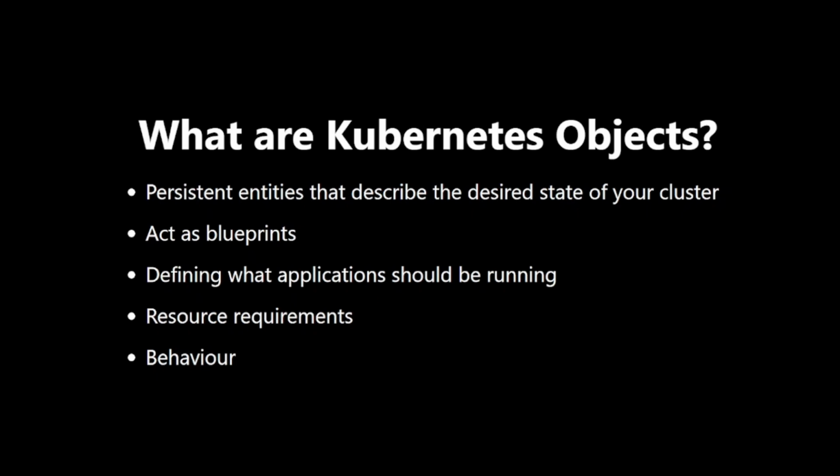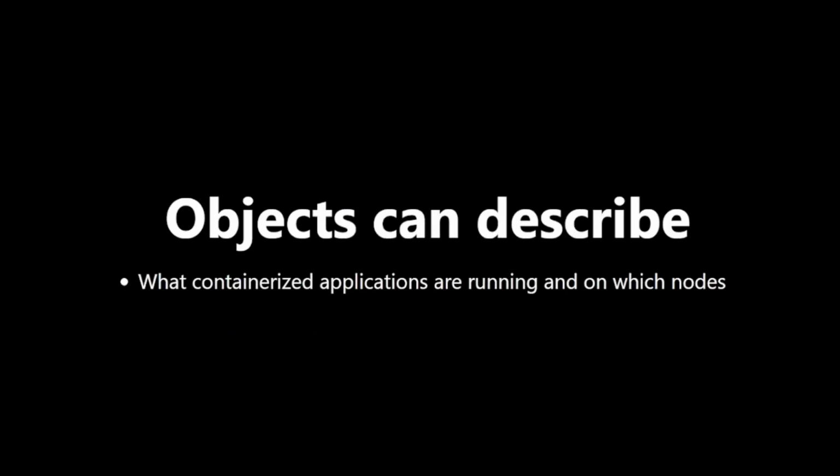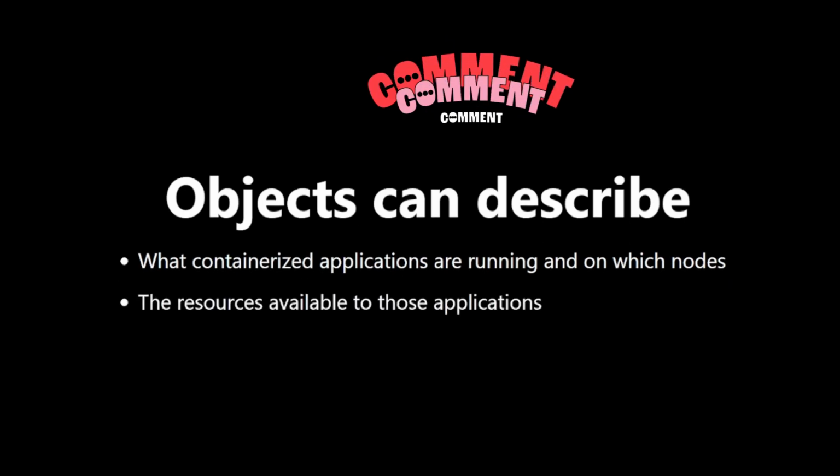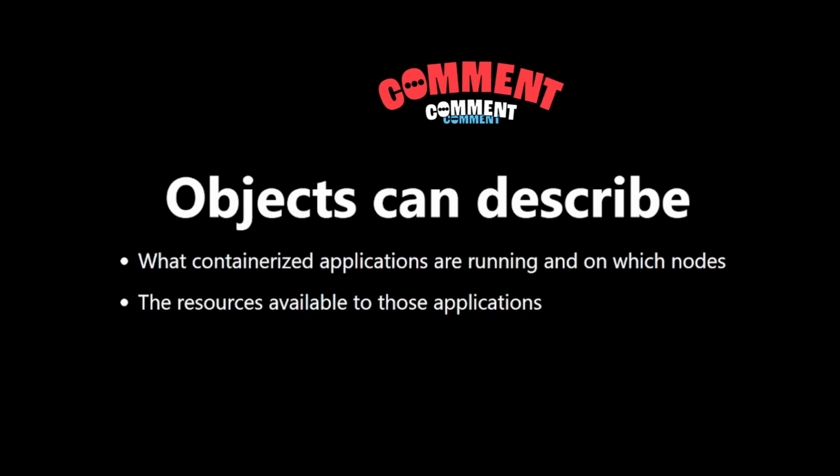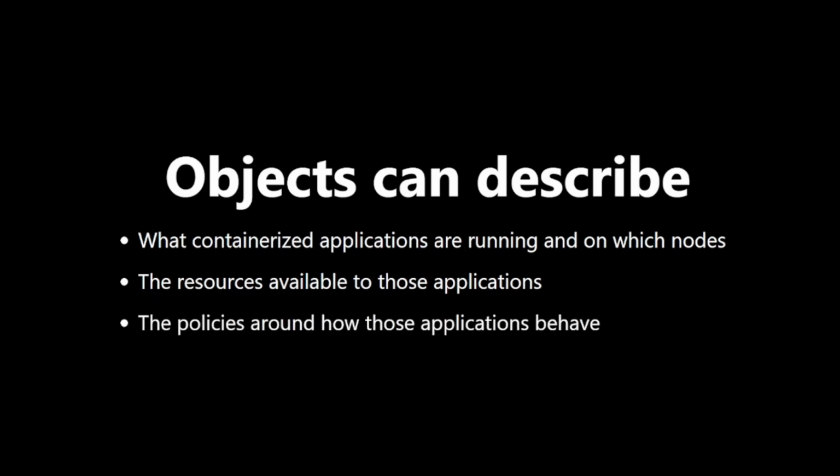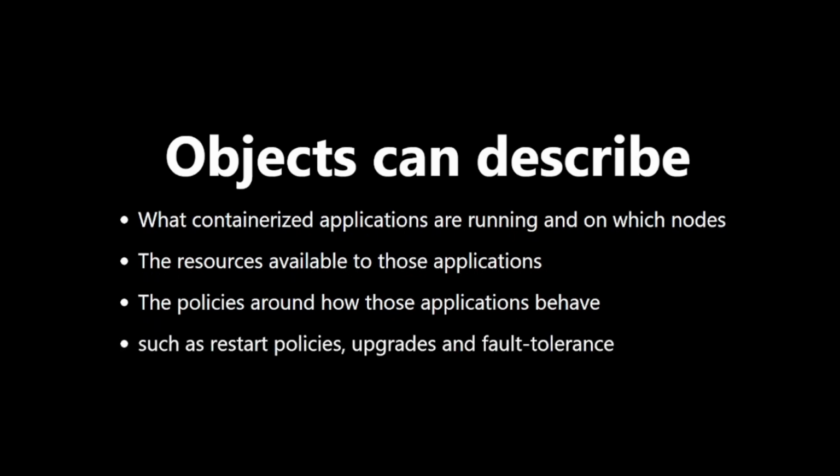Kubernetes uses objects to represent the state of your cluster. Objects can describe what containerized applications are running and on which nodes, the resources available to those applications, and the policies around how those applications behave, such as restart policies, upgrades, and fault tolerance.